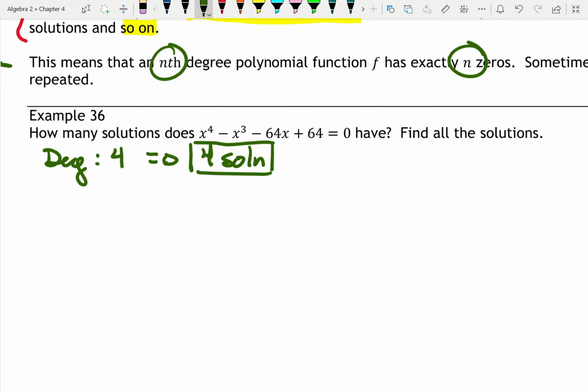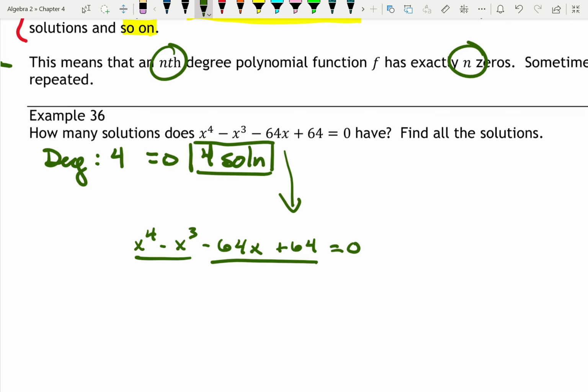Now we look for what the solutions are. And if we can, we want to factor. So I'm going to try to factor this by grouping. Let me just rewrite it here: x to the fourth minus x cubed minus 64x plus 64 equals 0. I'm going to look at the first 2 and the last 2 separately. From the first 2 I can pull out an x cubed, and I'm left with x minus 1.